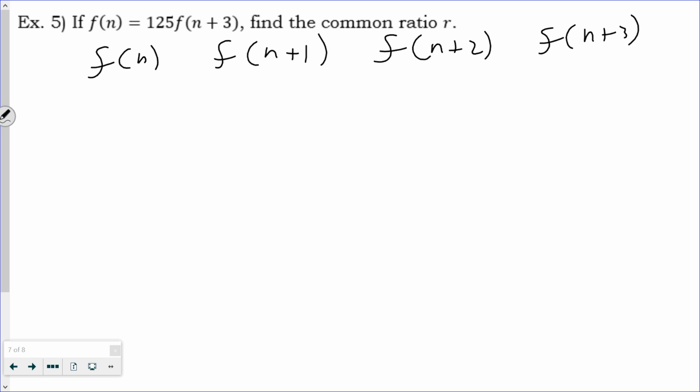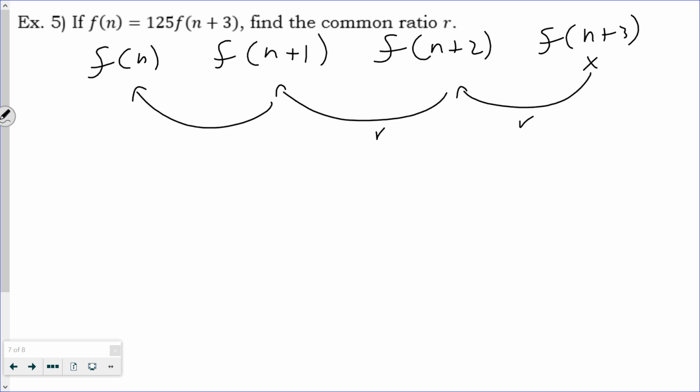I don't know what any of these are, but what I do know is that it goes from f of n plus 3 to f of n. I multiplied f of n plus 3 by 125. So we go from here, from f of n plus 3, some x value, to here, and then to here. I multiply each time by r. Because remember, a recursive formula is based on what's before it. But this is not a recursive formula because it's telling me f of n is based on what's happening after. That's not a recursive formula, right?